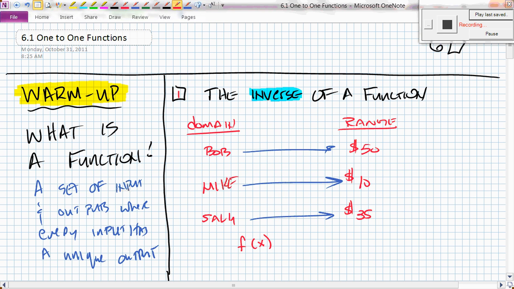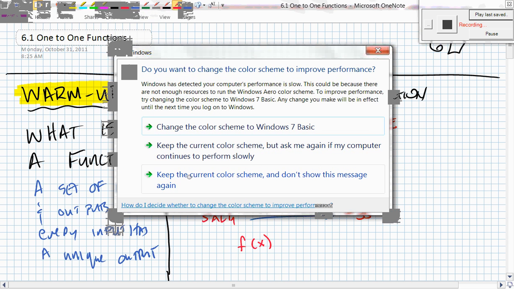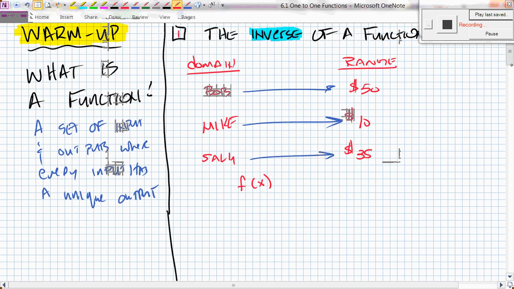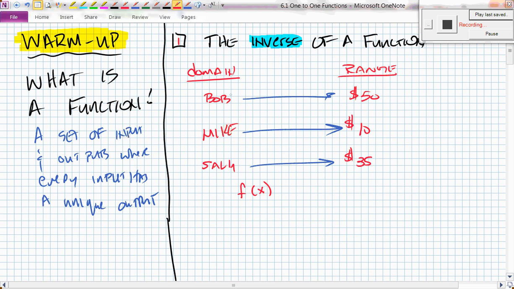Would you guys agree that this does indeed represent a function? Yes. What verifies that? Every input has a unique output, right? Okay, good. So if we say that this is a function here, my question to you is, when you see the word inverse, what do you think about?